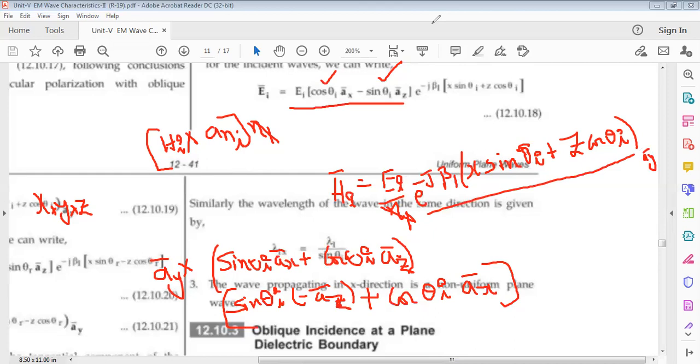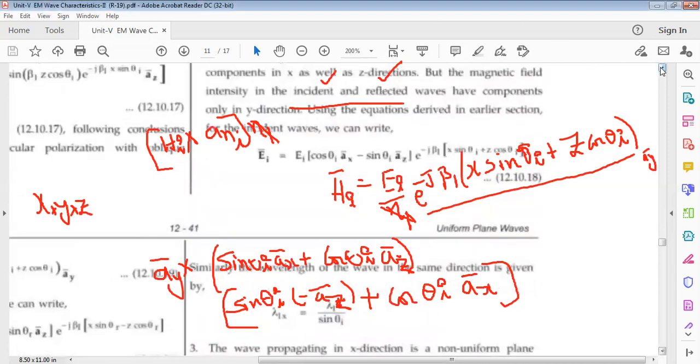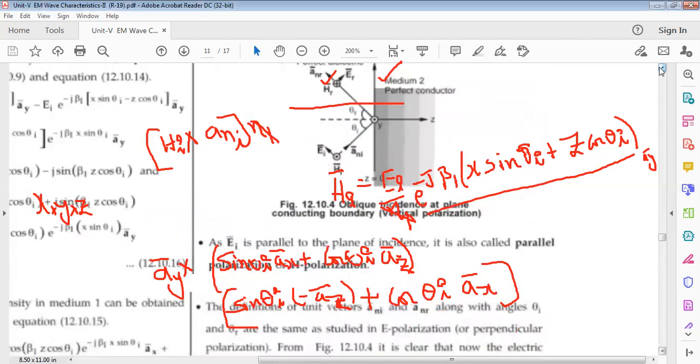You go and observe the diagram itself here. What I told: draw a right angle triangle. You see I am drawing a right angle triangle here, like this. This is the starting point of the field going upwards. Assume here theta I is there. The theta I, opposite side is sine theta I.